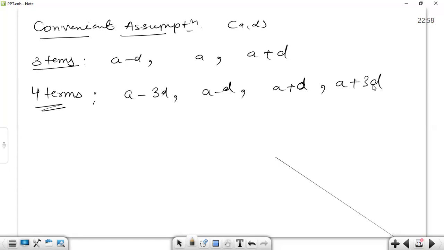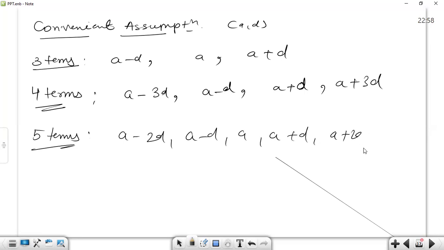Now, why particularly are we doing so? Because after summing all of these even terms, we will get 4a. Here the sum is 3a. If there are 5 terms to be assumed, simply assume a minus 2d, a minus d, a, a plus d, a plus 2d. No problem. But whenever we talk about even terms, then we have to go for the difference of 2d.